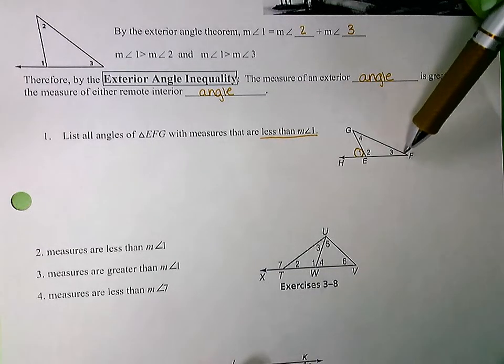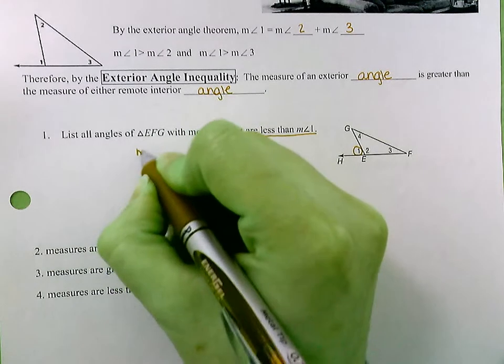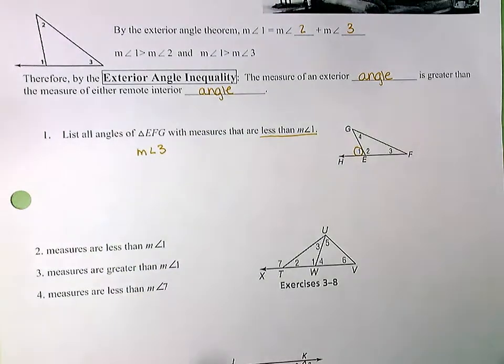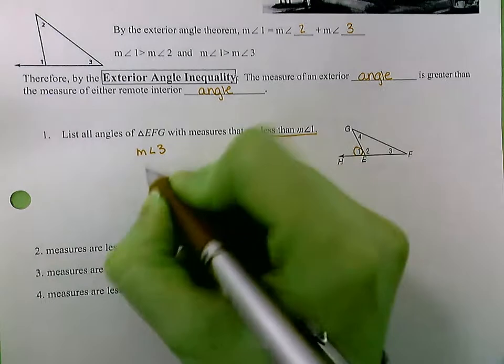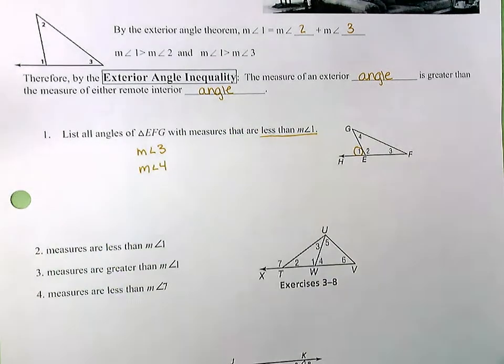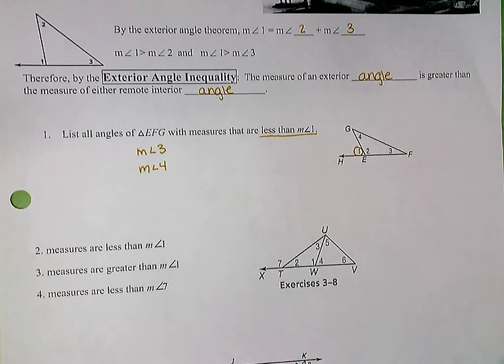since I have to add them together to get the exterior. So in that case, I'd say the measure of angle 3 is less than angle 1, and the measure of angle 4 is less than angle 1. Okay, because in order to get angle 1 again, I'd have to add those two together, so they must be less than it. Okay, questions on that first one? That's all the front page is about.